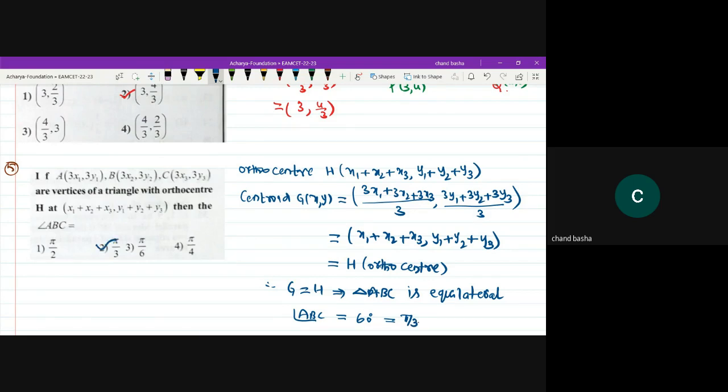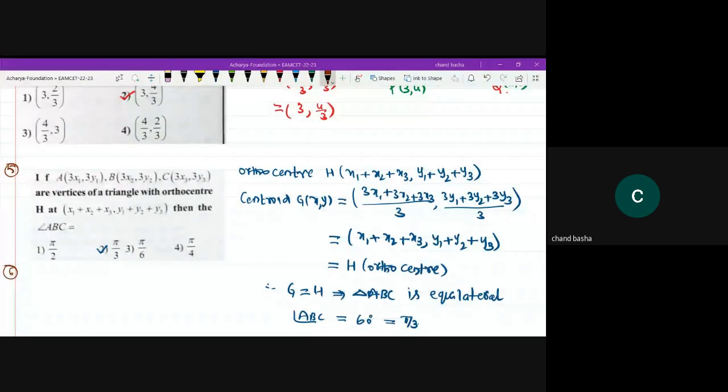So I'll repeat again. Whenever the questions are related to the orthocenter and circumcenter, something is related to your centroid using this problem. Next, question number 6, please. Next problem.